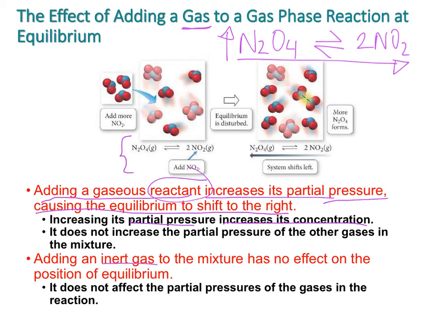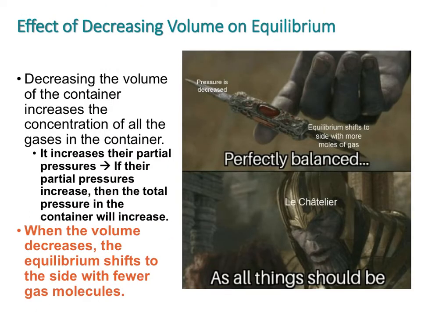If you add an inert gas, meaning a gas that won't react, like helium, neon, or argon, these gases will have no effect on the position of the equilibrium because they do not affect the partial pressures. So we looked at the effect of adding a gas that is part of the reaction. It'll increase the concentration, and it'll increase the partial pressure, and it shifts how we normally see equilibrium systems shift. What if you decrease volume?